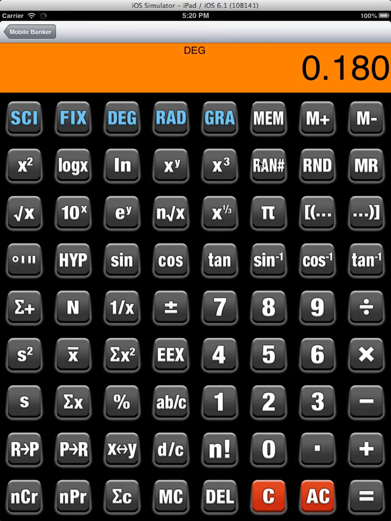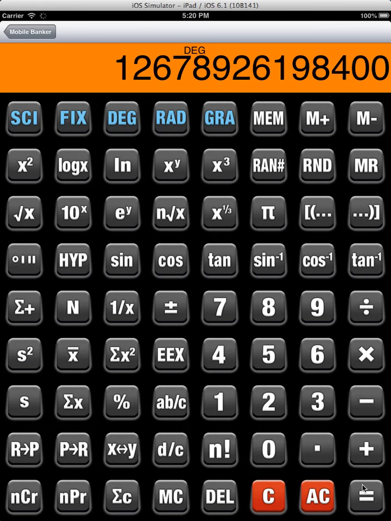Here's a random number. We want to save the data into the memory. We want to add into memory. We want to read from memory, and say subtract from memory, and memory clear. Now to perform NPR, say 45 NCR 8 equals this. So 45 factorial, 47 and 9, that becomes that.